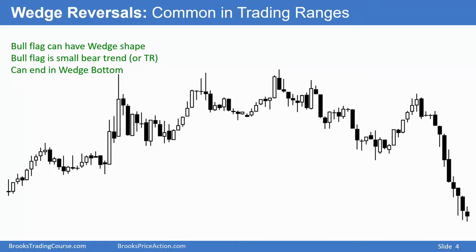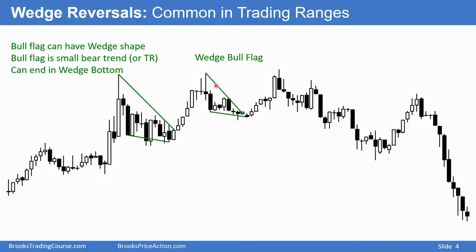Reversals in trading ranges are common, and a lot of the patterns are wedges. We have a bull breakout here, and then we have a small bear trend that's not falling very far, but this bear trend, this bear channel, I would call it a wedge bull flag, and we got a bull breakout. The pullback was a wedge bull flag.